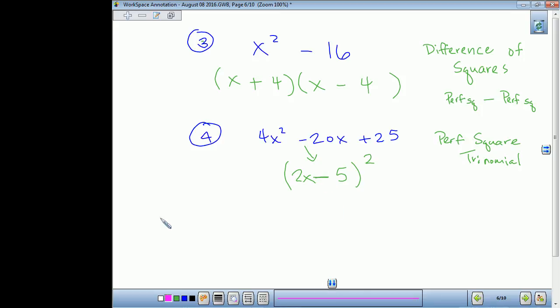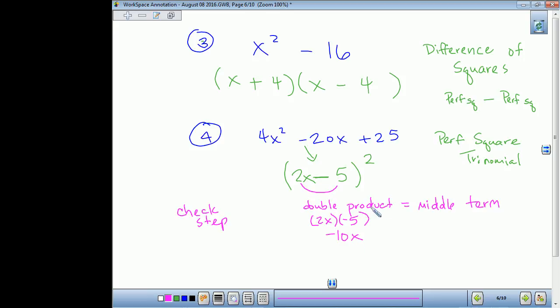Now, our check step for this one is a little different. Our check step, what we do is if we double this product, it should equal this middle term. So what is 2x times negative 5? That's negative 10x. If I double that, do I get the middle term? Yes, it checks.